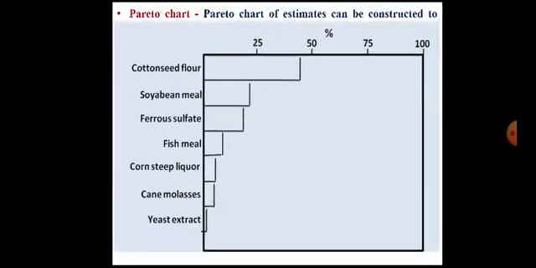So this Pareto chart very clearly shows what the influential factors are. But out of these 7, the most influential are the top 3: cottonseed flour, soybean meal and ferrous sulfate. Why 3? Because their P values are less than 0.05.